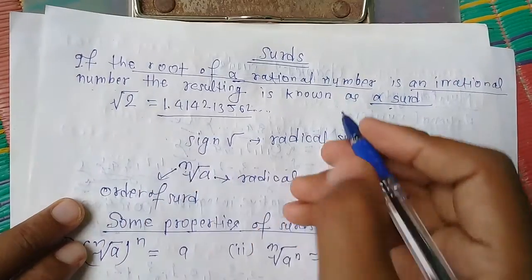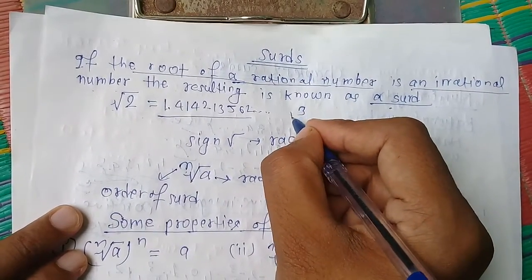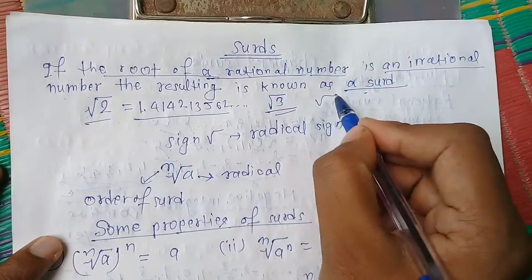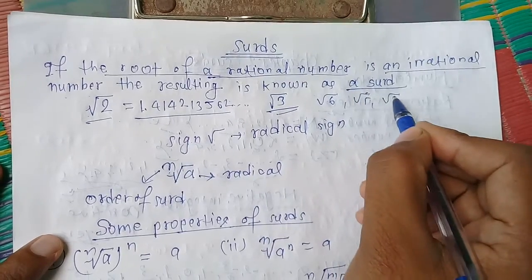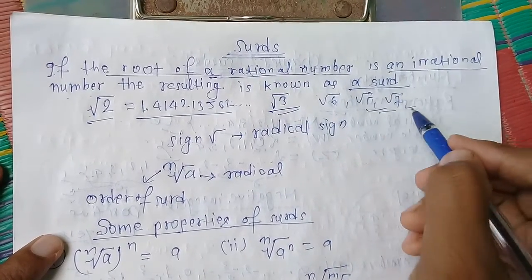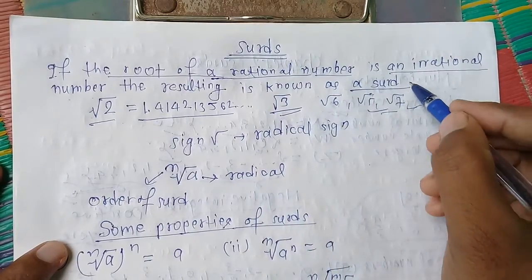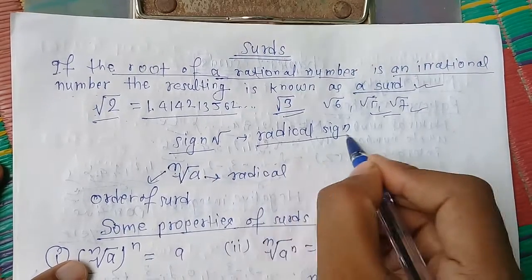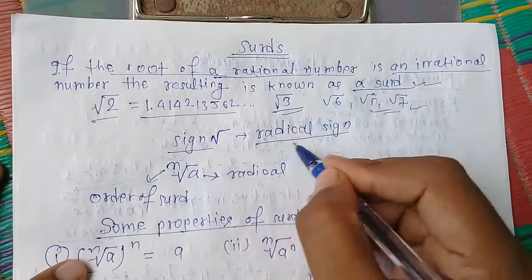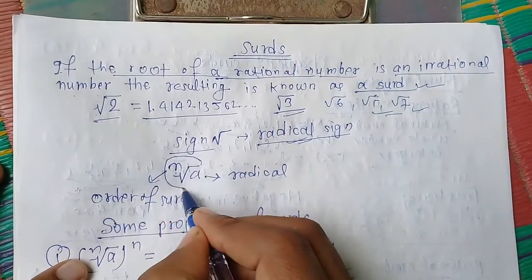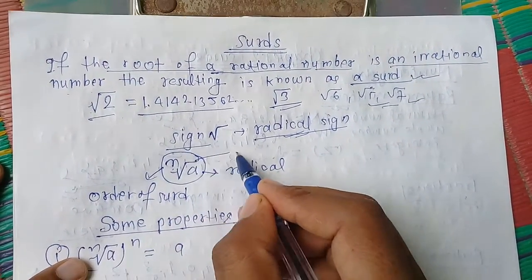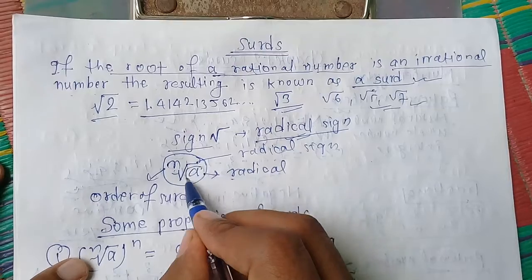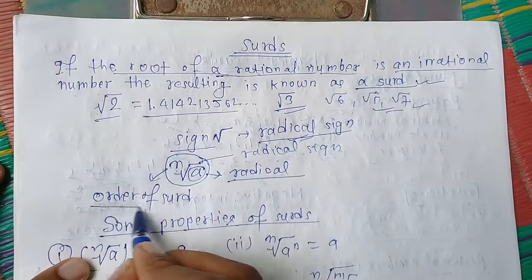3 is also a rational number. After the root it will be an irrational number. So root 2, root 3, root 6, root 5, root 7 are irrational numbers, and these are known as surds. This sign is called the radical sign. Now, what are the parts? This is the radical sign, a is called the radicand, and n is the order of the surd.